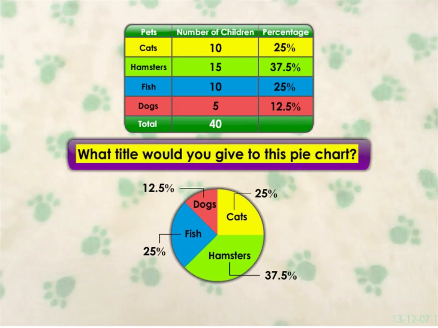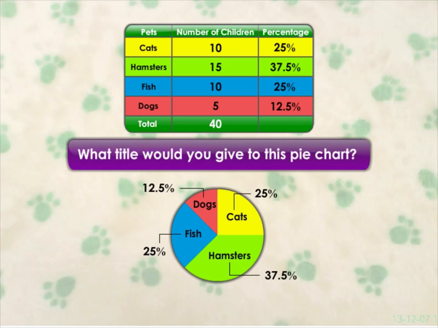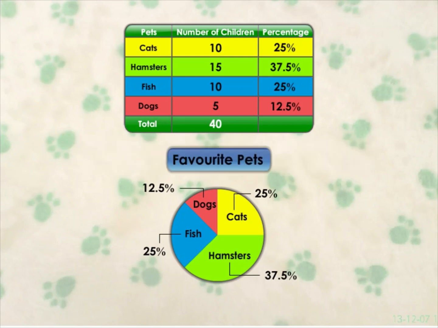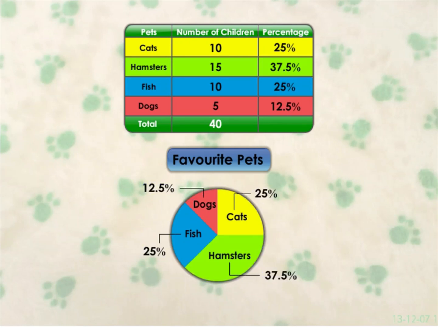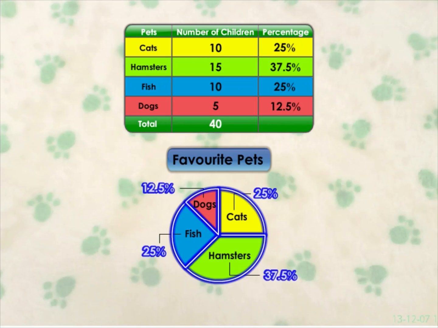What title would you give to this pie chart? Good. You can write the title as Favorite Pets. This is the finished pie chart. It is the same chart as the previous one, except that the labels no longer tell the fractions of the number of children, but the percentages. Note that the total of the percentage sizes of each slice is equal to 100% or one whole pie.